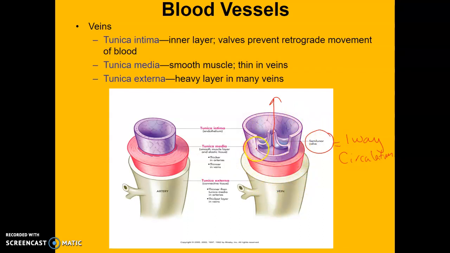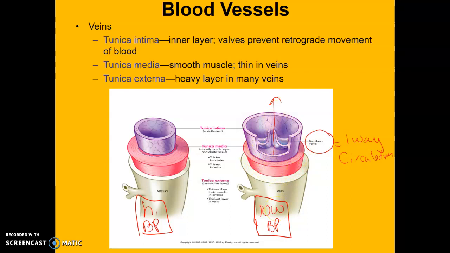The tunica media over here is also smooth muscle, but it doesn't have as much smooth muscle as an artery. So this doesn't control blood pressure so effectively. Veins are low blood pressure blood vessels. Arteries, on the other hand, are high blood pressure vessels, okay? So by the time you get to a vein, there's very little blood pressure. Therefore, you don't really need a whole lot of tunica media to help regulate blood pressure.